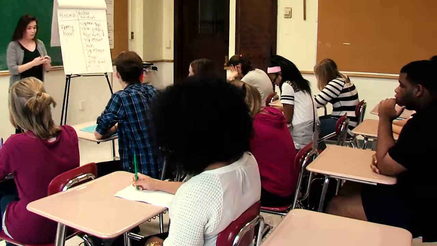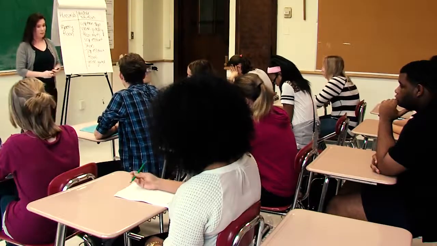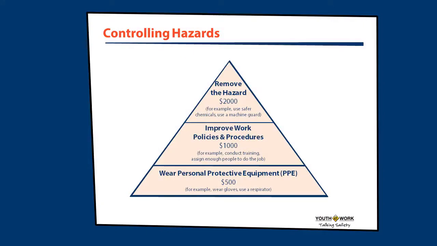There are a lot of ways to reduce a hazard, but some are more effective than others. See how the pyramid is divided into 3 categories. Removing the hazard is the most effective means of preventing workplace injuries and illness. Improving work policies is the next effective, and wearing personal protective equipment, or PPE, is considered the least effective because it doesn't remove the hazard. Plus, it has to fit and be worn properly every time it's used. It also shifts the burden onto individual workers rather than making the environment safer for everyone.